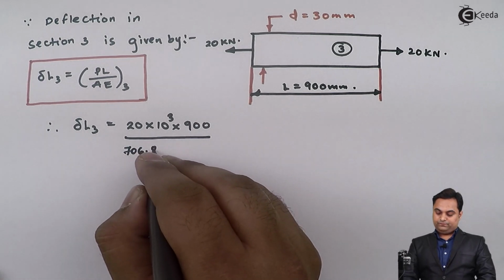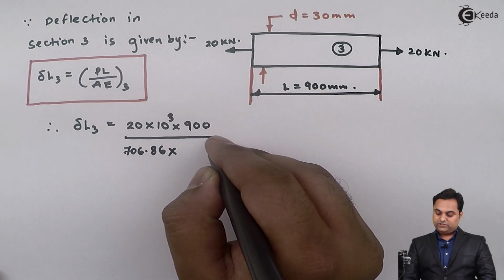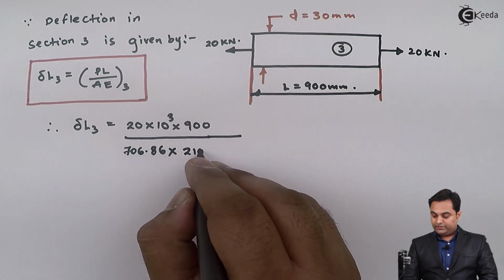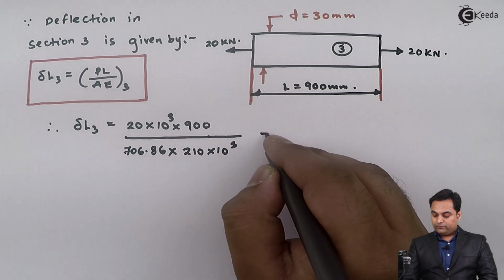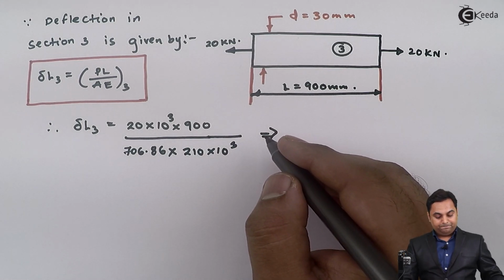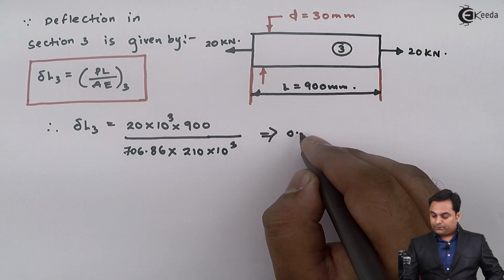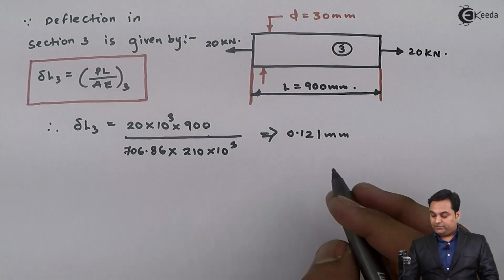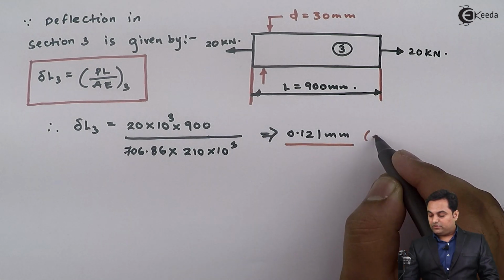area for the third section, the value was 706.86, Young's modulus, it is 210 into 10 raised to 3. So from this, the deflection in the third portion comes out to be 0.121 mm. Again, as this value is positive, it means there is elongation.